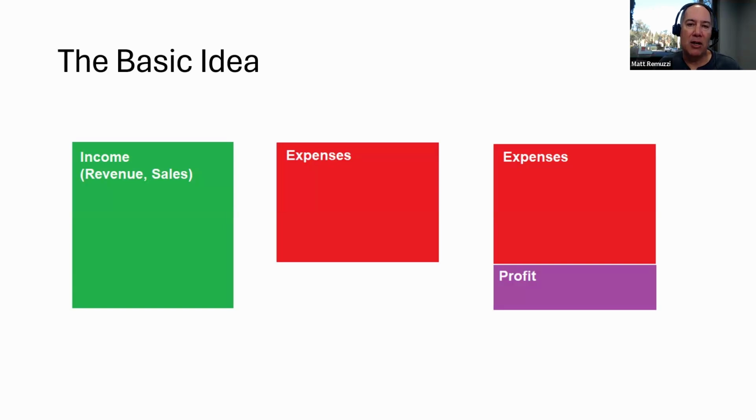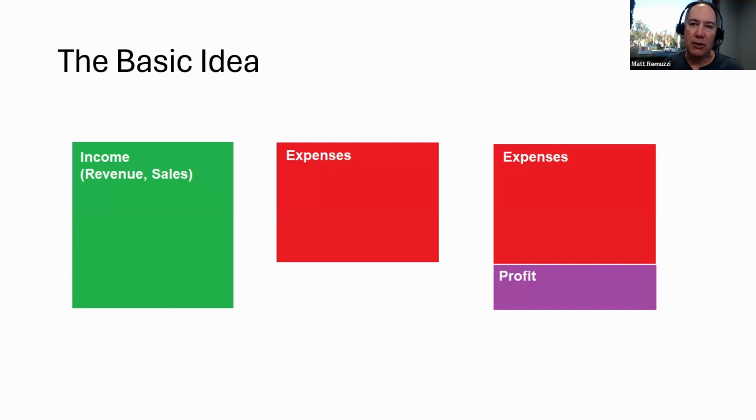If your expenses are 110 and your income is only 100, then you have a minus 10, a loss of 10, because your expenses were 10 greater than your income. If you have income of 100, expenses of 80, then your profit is the remainder, the 20 that's left.